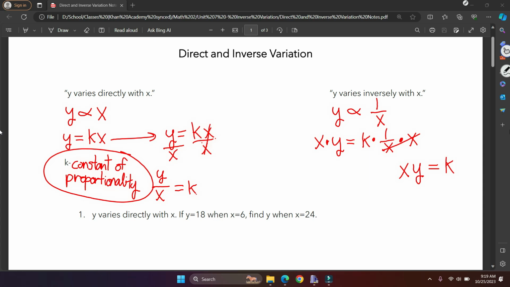And so using these two properties, we can actually set up ratios in this case and products in this case to create equations that we can solve. So in the next video, we're going to jump into question 1, and we're going to do a bunch of examples and look at how do we solve these direct and inverse variation equations.